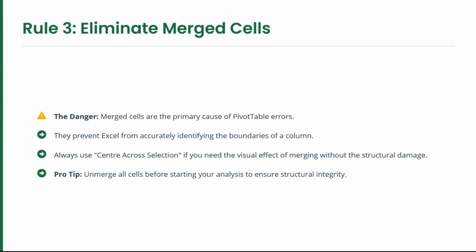So for example, you can just center it or make the wording large, instead of really merging cells. I don't know why you would need to merge cells within a pivot table, but if you needed to. So just another pro tip: you need to unmerge all cells before starting your analysis to ensure structural integrity. So basically, that's what you need to do.